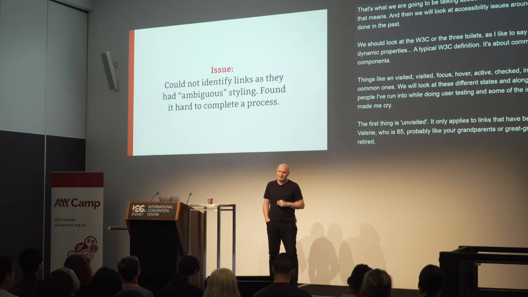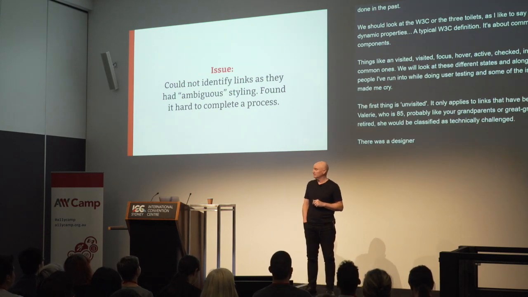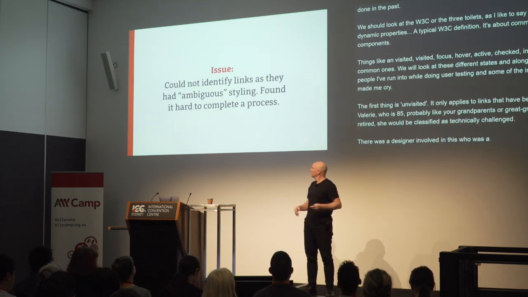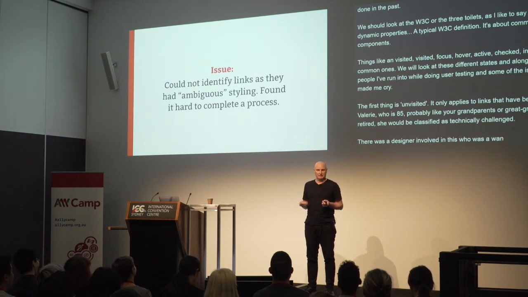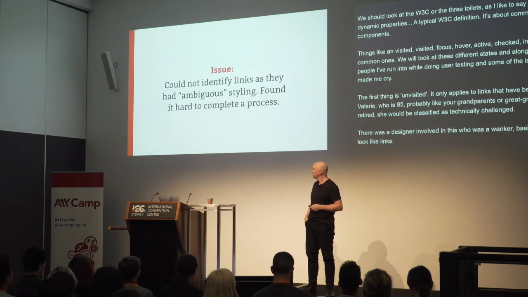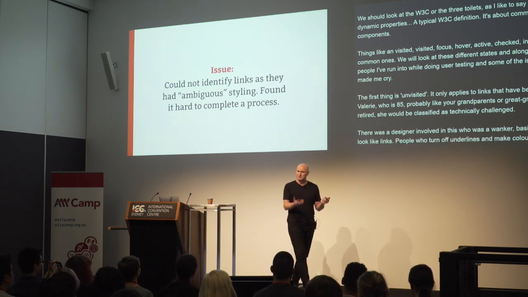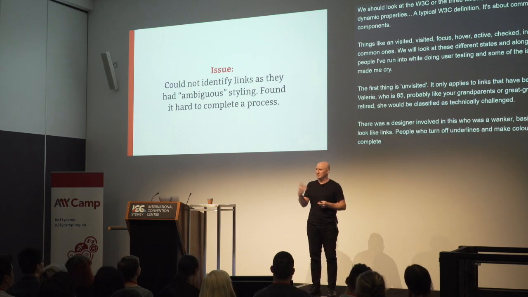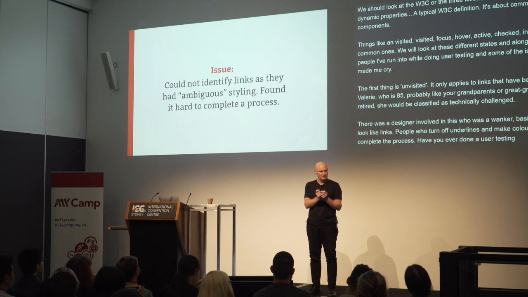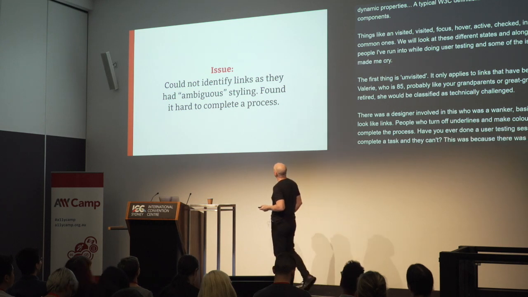And there was a designer involved in this who was, basically, not very thoughtful. And basically, they designed links not to look like links. I'm sure you've run into those sort of people before sometimes, who turn off underlines and decide to make colour ambiguous. Anyway, she couldn't tell that it was a link, so she couldn't complete the process. Have you ever done a user testing session where you're watching and you ask them to do a simple task and they actually can't complete the task? And this was literally because it was just an ambiguous link. That should make the designer cry, not me.